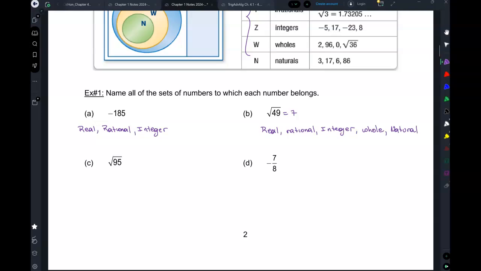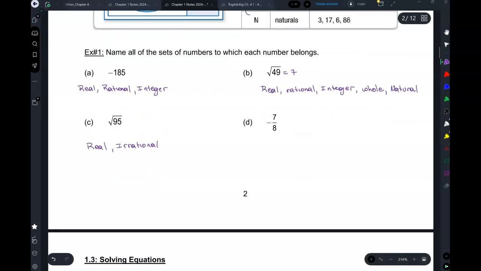Okay. Root 95, it's a real number. Okay, can we simplify root 95 like we did the 49? No. So let's ask ourselves, is it rational or irrational? Okay, this one's irrational. And once you determine that it's irrational, you can't go further than that. That's it, we're done. Okay, -7/8, it's real. Is it rational or irrational? It's rational. Okay, is the denominator 1? No, it's not. So we can't go any further, right? It can't be an integer or a whole number or a natural number.